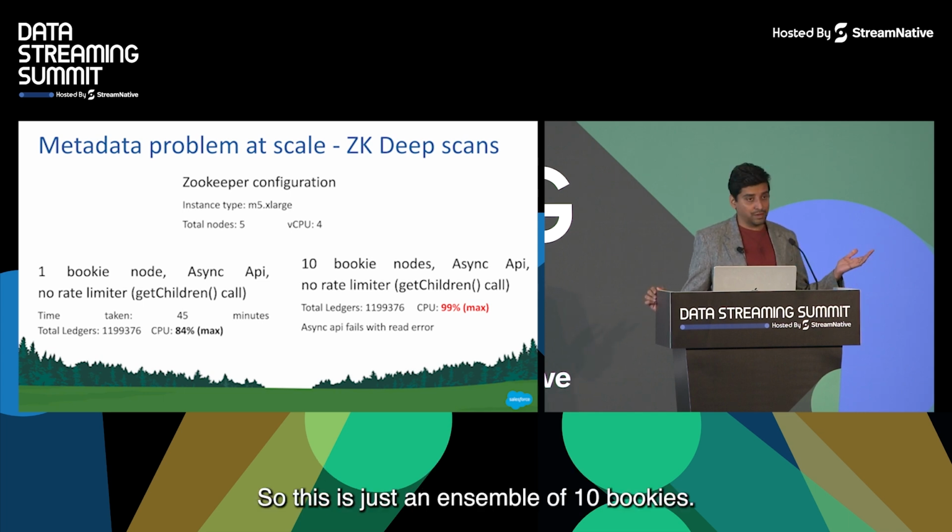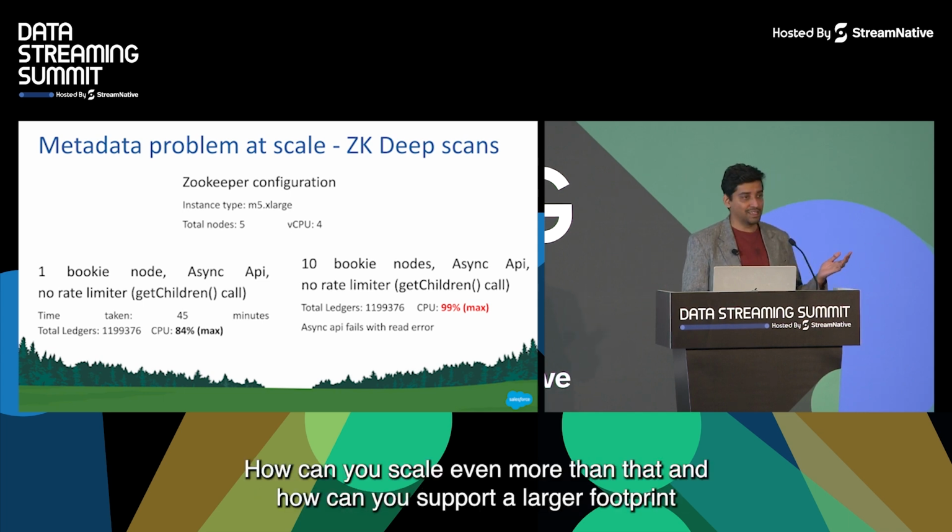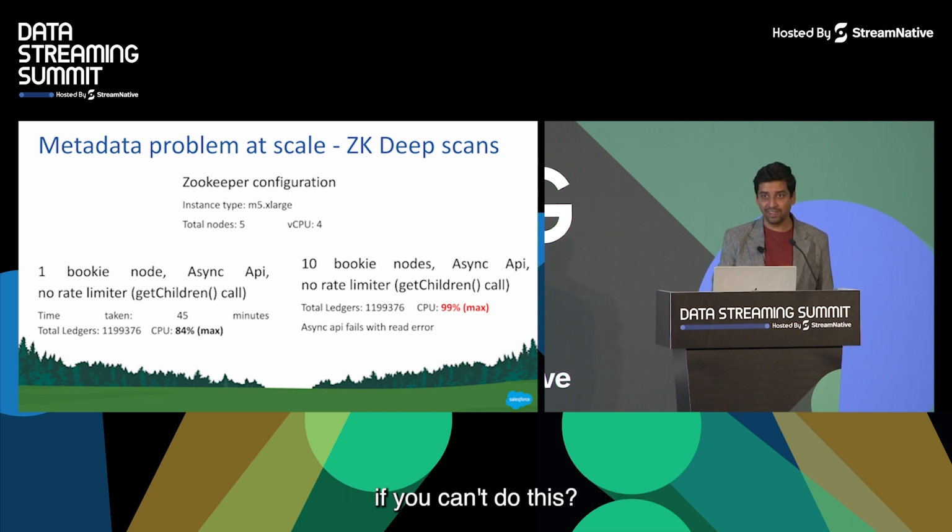So this is just an ensemble of 10 bookies, right? How can you scale even more than that? And how can you support a larger footprint if you can't do this?